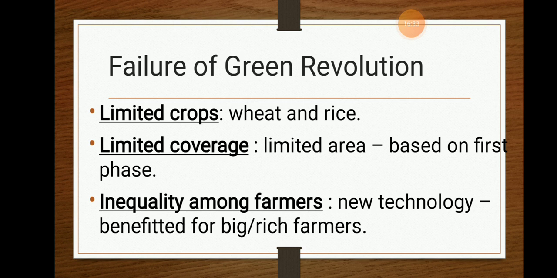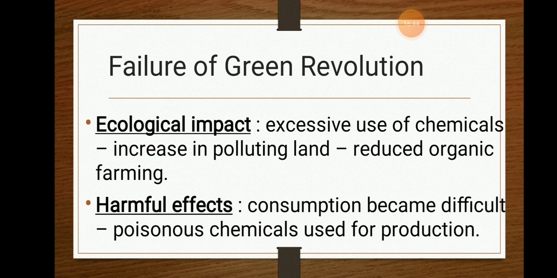The poor farmers will be left unseen or unnoticed. This will be the inequality between the farmers also. So this is one of the negative things that came under the green revolution. Okay, the next thing is the ecological impact.